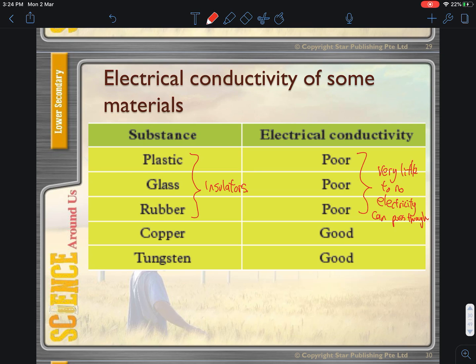Copper, tungsten, they are materials with good electrical conductivity, so we call them conductors of electricity. Good conductors of electricity, and they are able to pass electricity through easily.